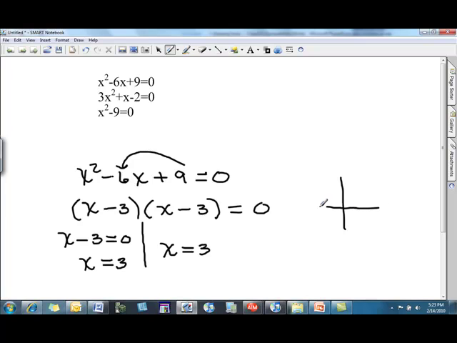If you were to graph it, it would cross the x-axis right here at 3, just looking at that one. So when I ask you to find the 0 of something like this, something that's easy to factor, you would just factor it, and that would tell me what the 0 is. The next one's not so easy.